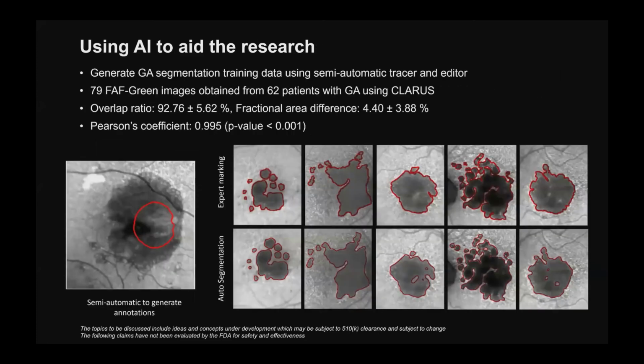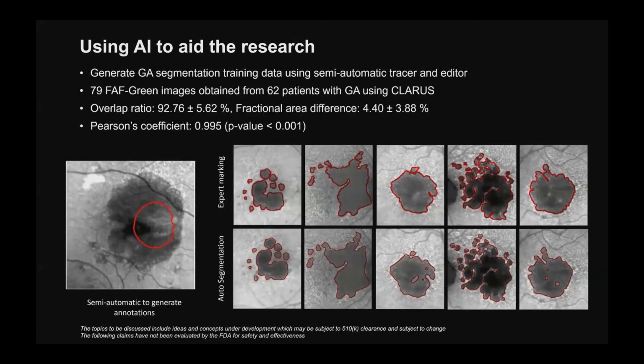Artificial intelligence can also be used to aid the research. Geographic atrophy is an area of interest for a lot of pharmaceutical companies, and also an area of interest in academia. Most of the groups are working to find a drug which can treat geographic atrophy and also to figure out a treatment pathway for dry AMD.